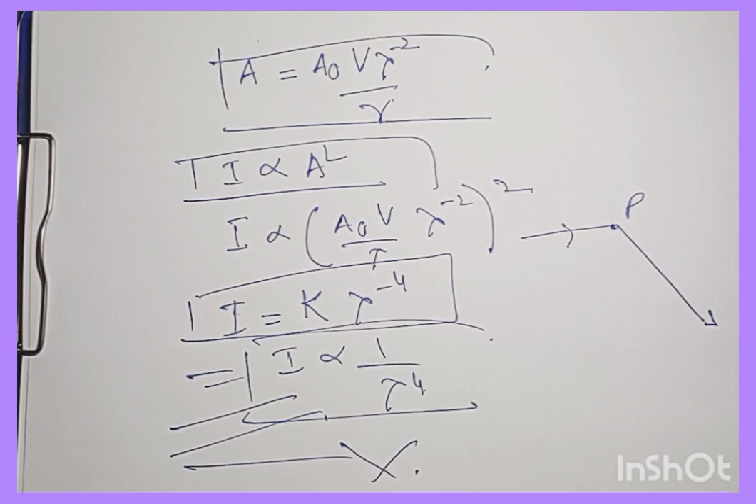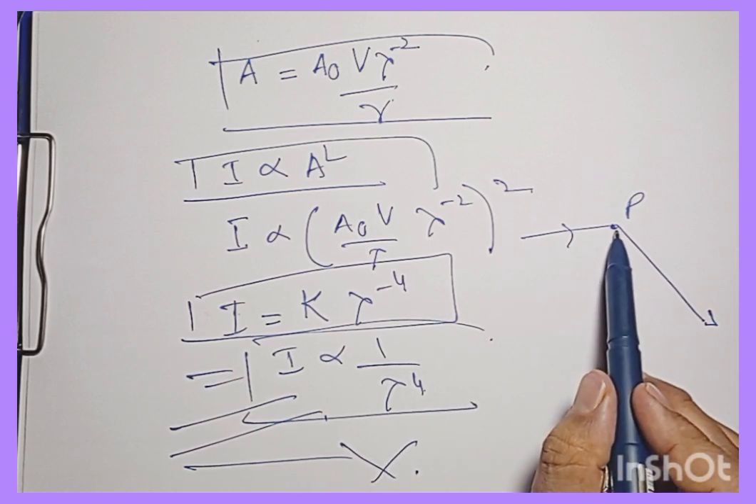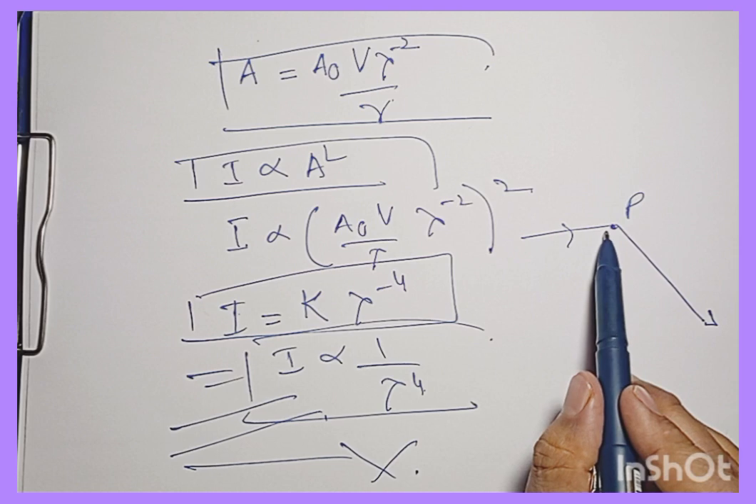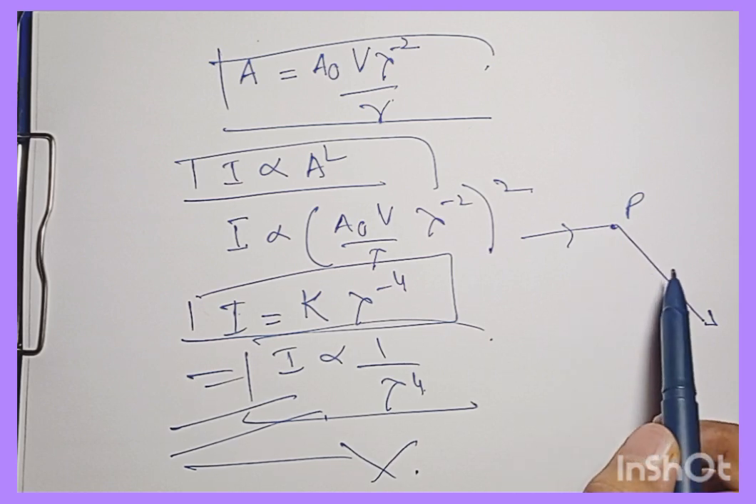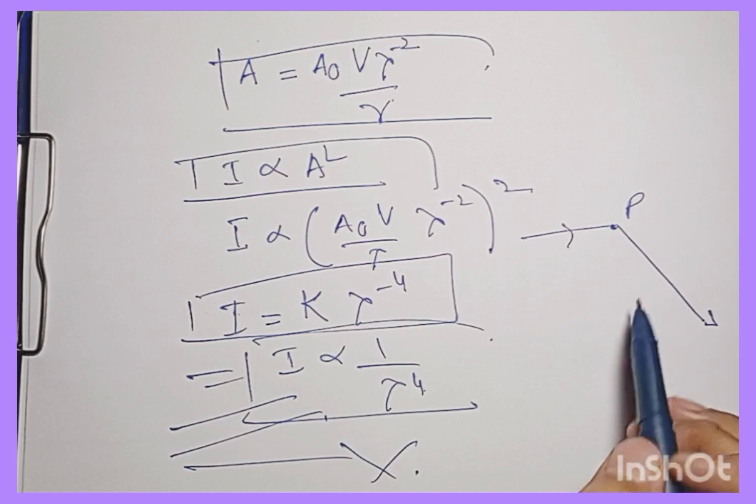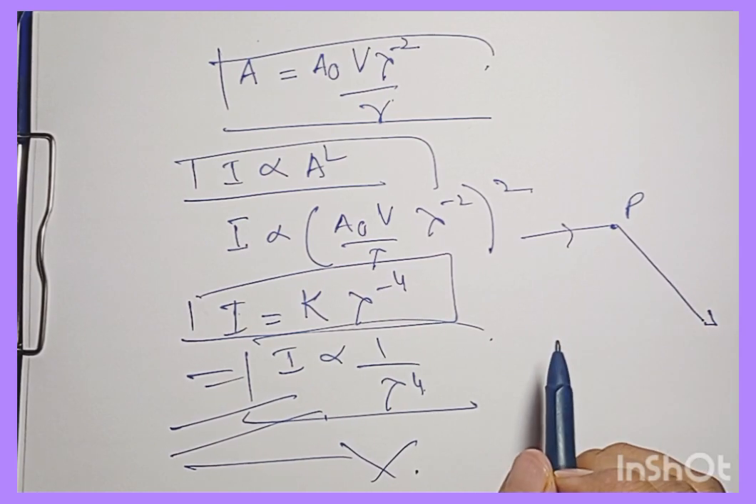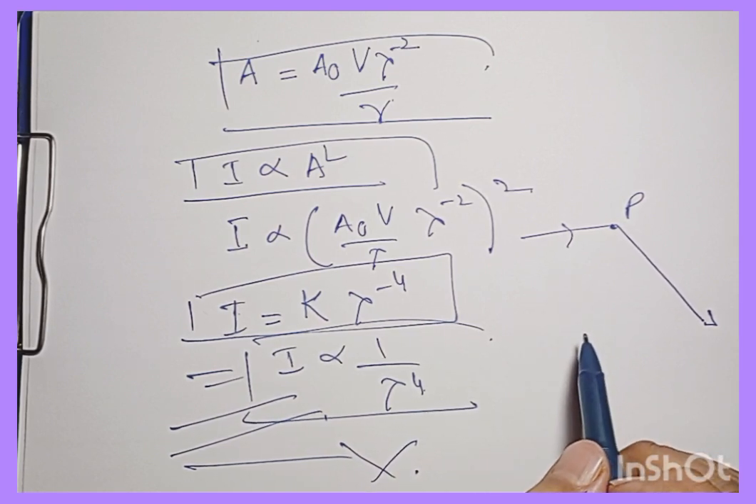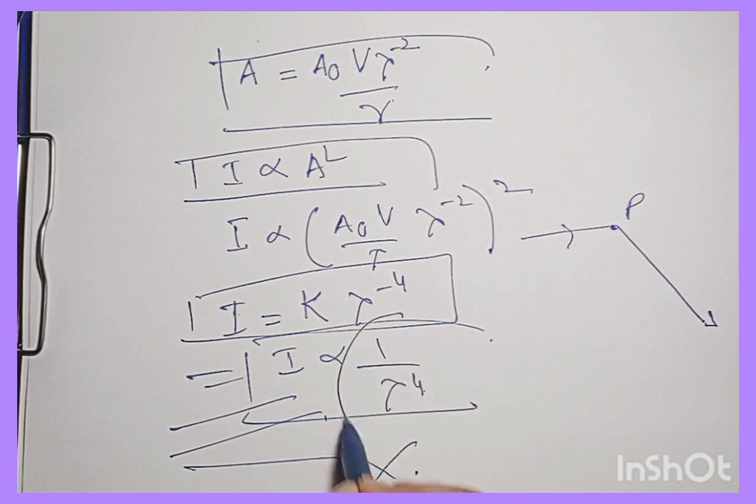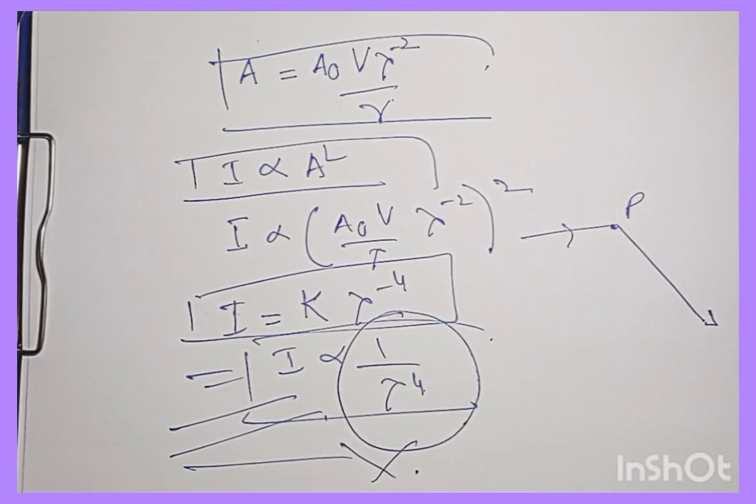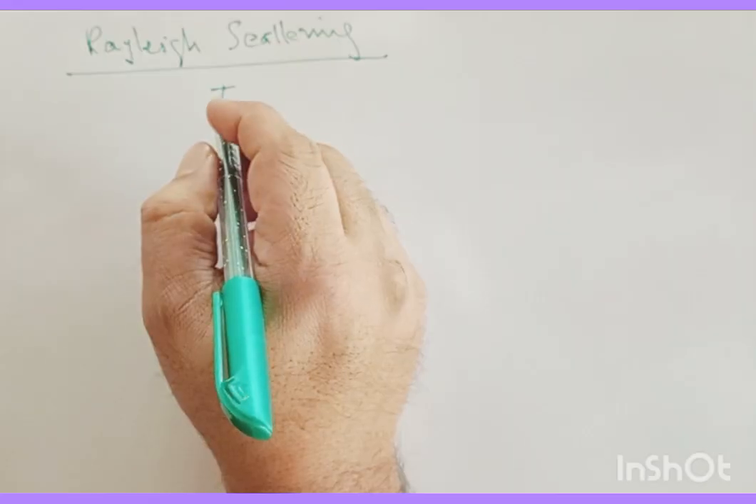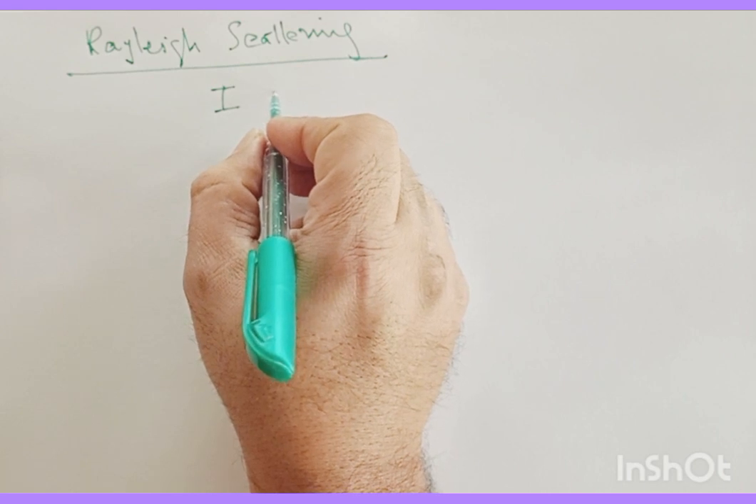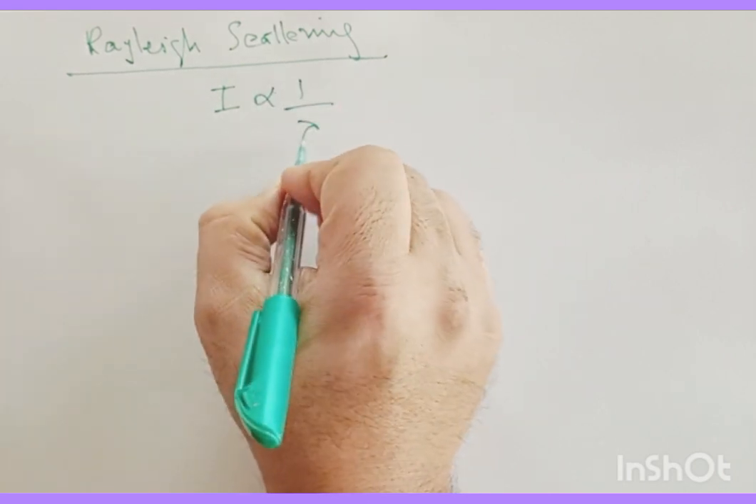So what we see here is that we have interaction of electromagnetic radiation with the particle, and this radiation is getting scattered from this point P. The scattered beam has the same wavelength as that of the incident radiation. And the intensity of the scattered radiation is found to be inversely proportional to the fourth power of wavelength. This is what is called Rayleigh scattering.